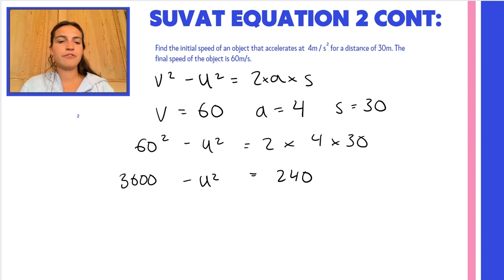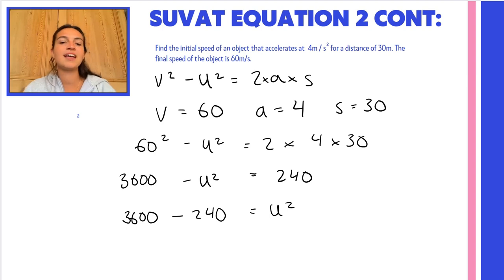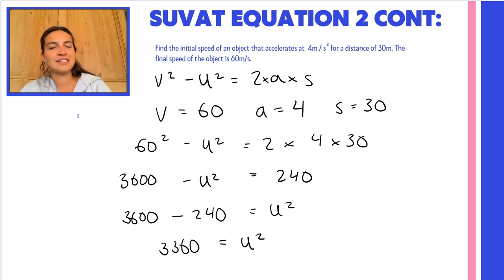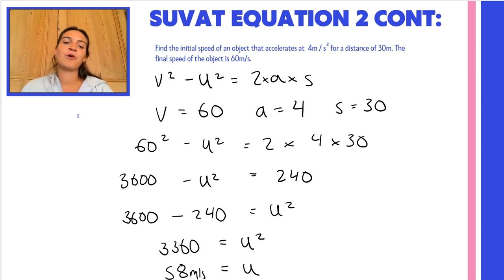So I have 3,600 minus u squared is 240. So I'm going to add my u squared over to the right-hand side. And I'm going to move my 240 over to the left-hand side by taking it away. So I have 3,600 minus 240 is u squared, which gives me 3,360 is u squared. And therefore, if I square root that, I get 58 meters per second.